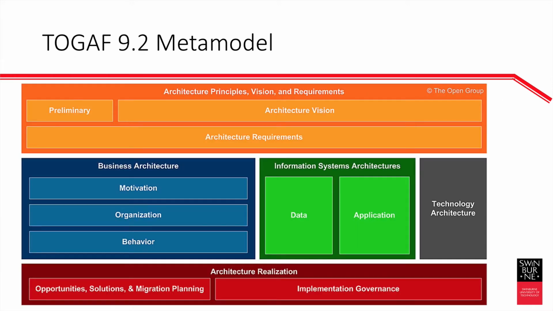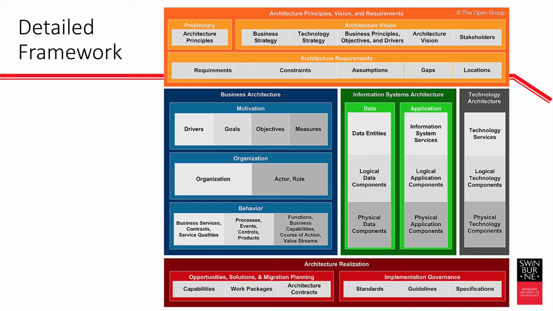This is what the current version of TOGAF looks like as a meta model that covers architecture principles, vision, requirements, business architecture, information systems architectures, and technology architectures are the three main components, and then how it's going to be realized.